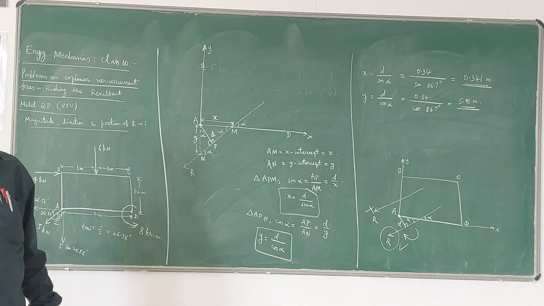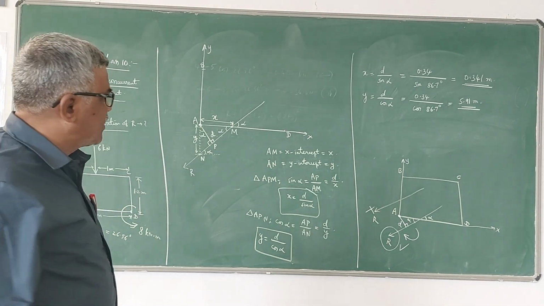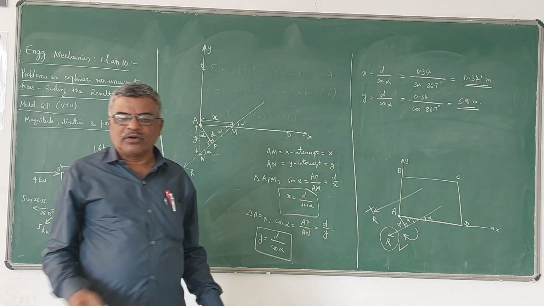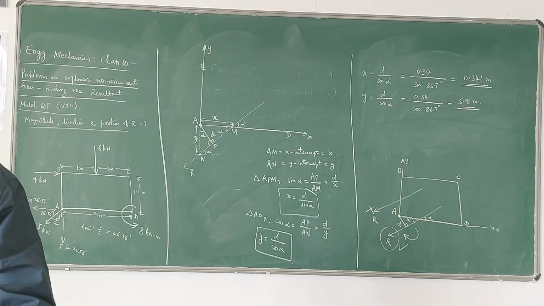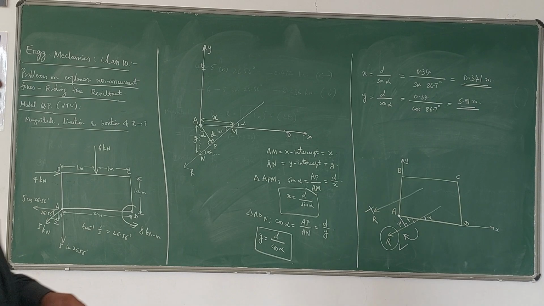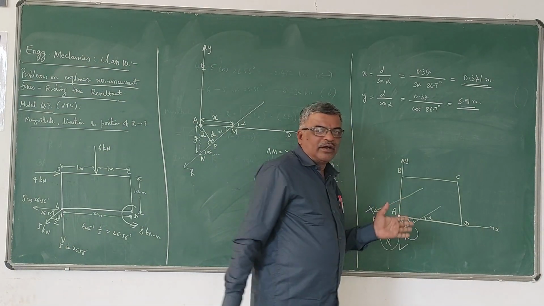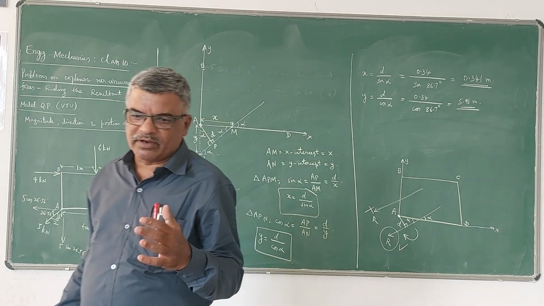So if they ask you to find the x-intercept and y-intercept, this is an additional step we have to do. After locating the resultant, we can directly use the formulas x is equal to D by sin alpha, and y is equal to D by cos alpha, to get the x-intercept and y-intercept.